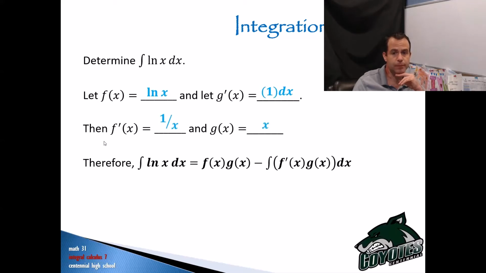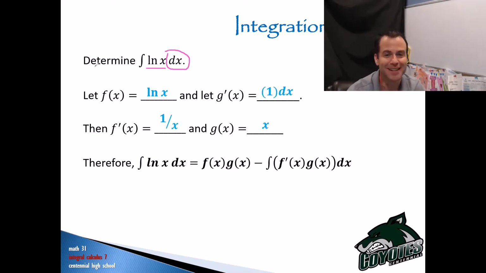Okay? So I have f of x and I have the derivative of g of x that I have to gather from my equation. Okay? So I essentially said, okay, here's f of x and here's my g of x. dx would just be 1 dx, right? So then I have to take the derivative of f of x and I have to take the antiderivative of 1 dx. The derivative of f of x is 1 over x, and the antiderivative of 1 dx is x. Okay, now I'm just going to put all these pieces together.